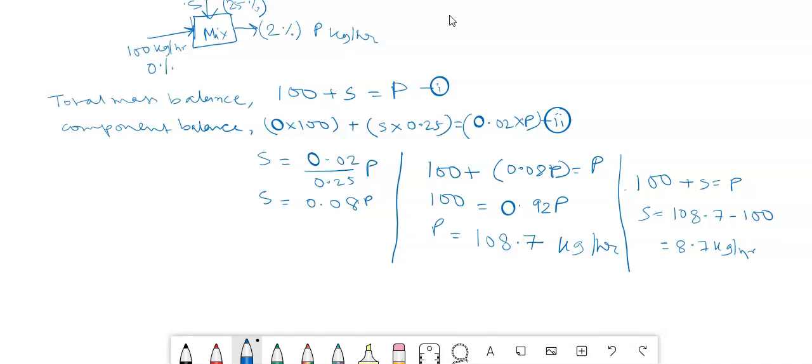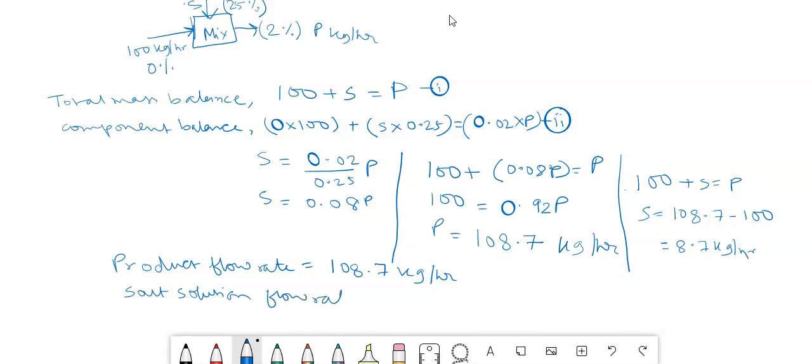So we can conclude that the product flow rate is equal to 108.7 kg per hour, and the salt solution flow rate is equal to 8.7 kg per hour.